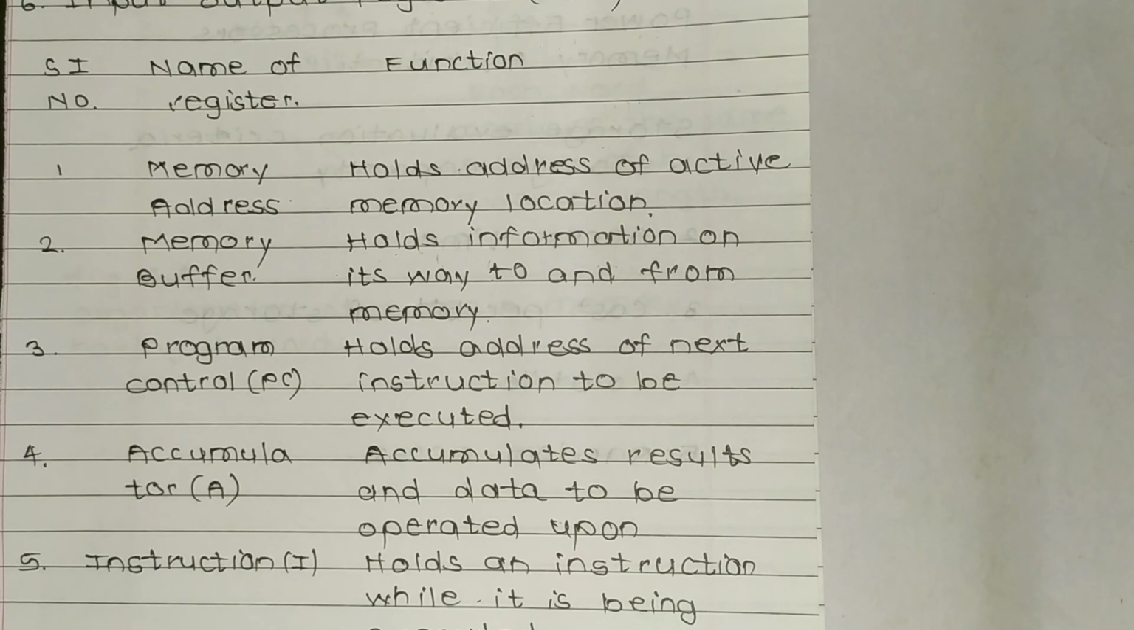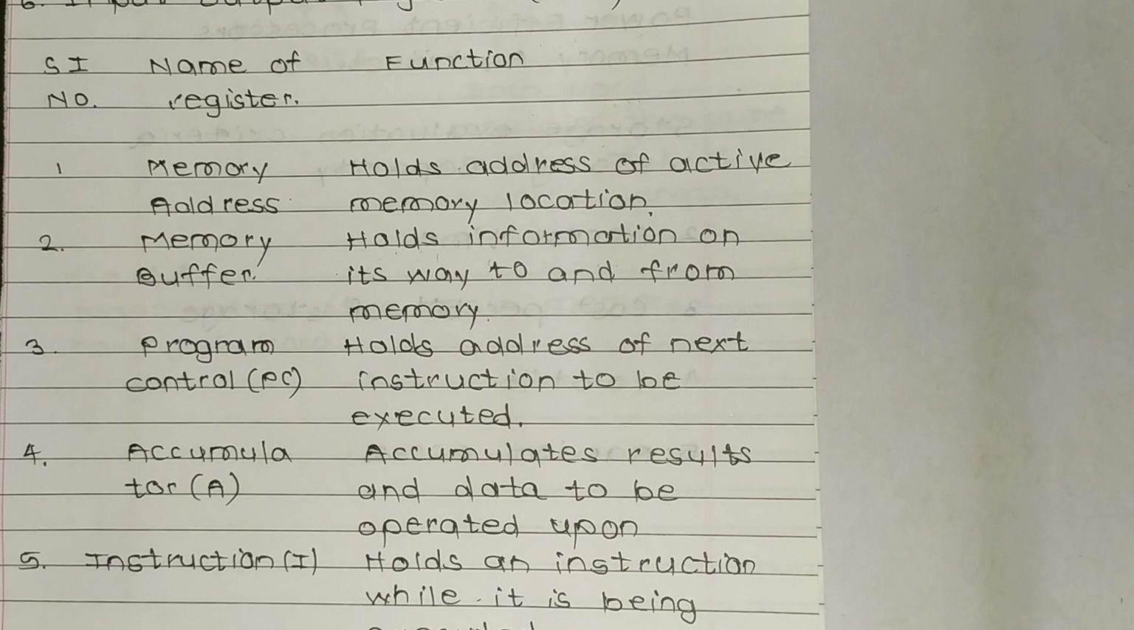Third is the program control register, or PC. It holds the address of the next instruction for execution. Normally a system stores the instructions of a program in consecutive memory locations and executes them in sequence unless it encounters a branch instruction. A branch instruction is an operation that causes a transfer to a non-consecutive instruction.